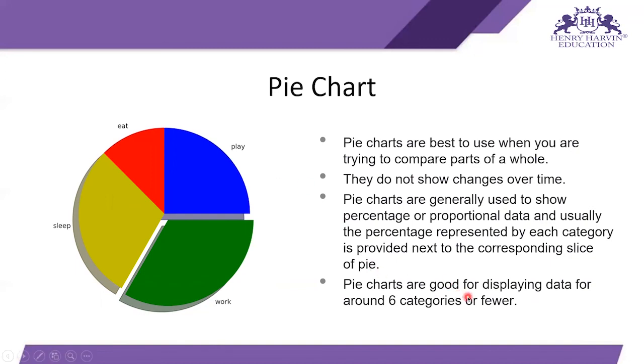Pie charts are good for displaying data for around six categories or fewer. If you have six categories or less, then these pie charts are good. If you have more than that, sometimes it gets messy. If you have 10 categories or more, it looks very messy, and it is difficult to read and understand the pie chart. So basically, it is advised that if you have six or fewer categories, then you should use this pie chart. Otherwise, it is not very good to use a pie chart.